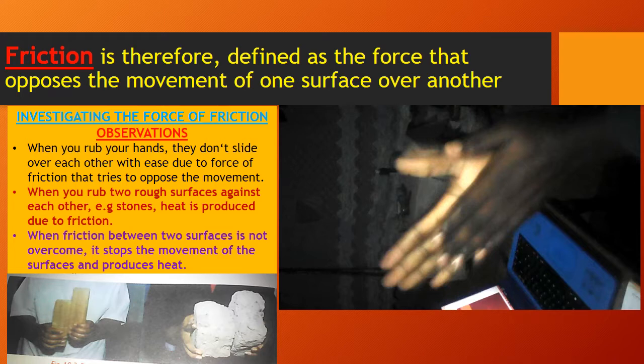2. When you rub two rough surfaces against each other, like stones, heat is produced due to friction. 3. When friction between two surfaces is not overcome, it stops the movement of the surfaces and produces heat.